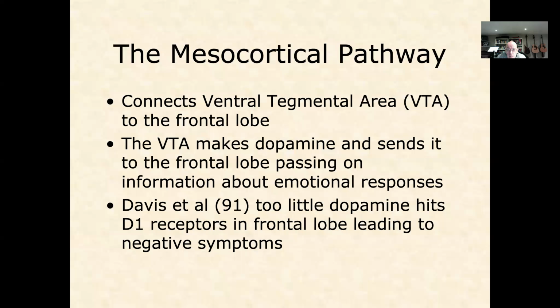And then the second pathway connects the ventral tegmental area again. That's the area that produces dopamine, don't forget. And this time it sends it onto the frontal lobe, passing on information about emotional responses. And so the argument there is that if this pathway isn't working, a good example would be when we saw the video, Schizophrenia: Stolen Lives.